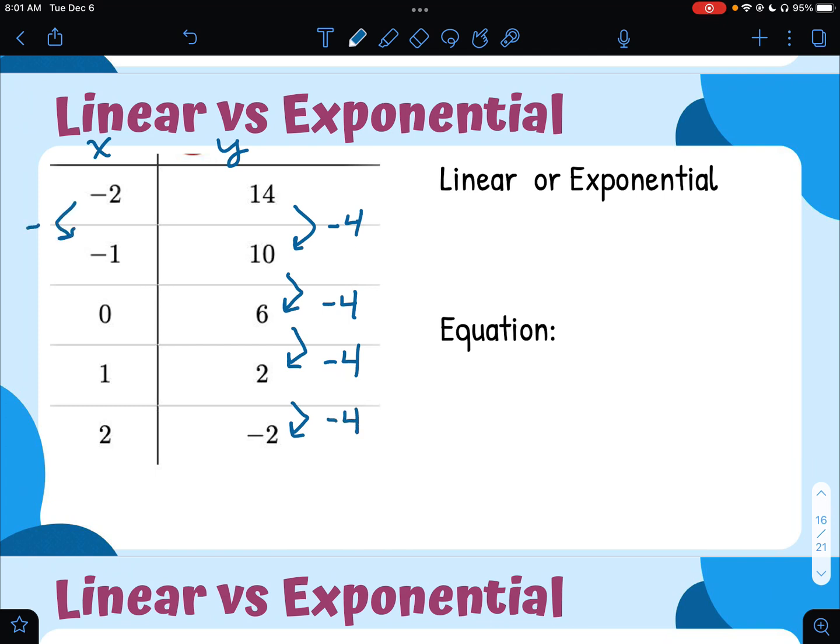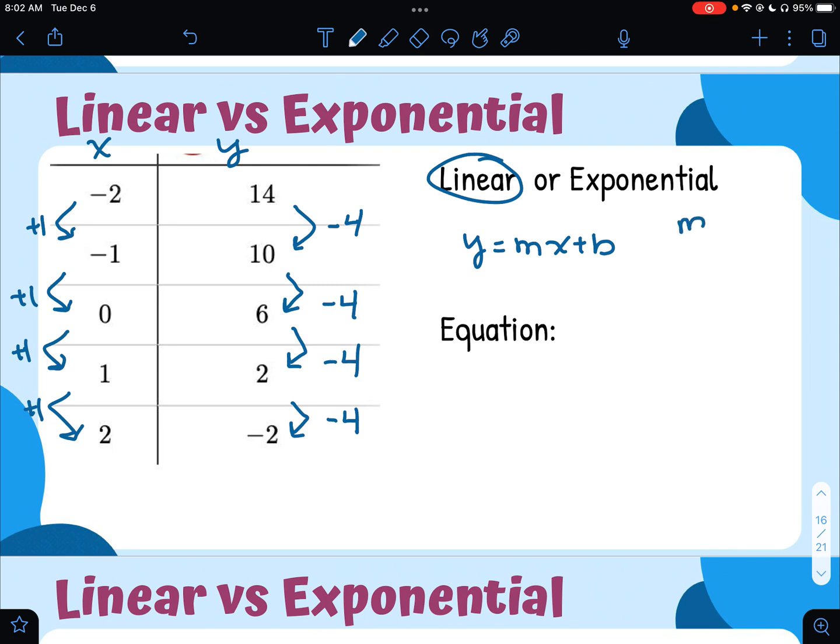We check our x's to make sure that they follow a common pattern. Our x's go up by 1 every time. Since this has a pattern of addition and subtraction, we know that this is linear, which tells us we'll be using y equals mx plus b. We have to identify both our m and our b.